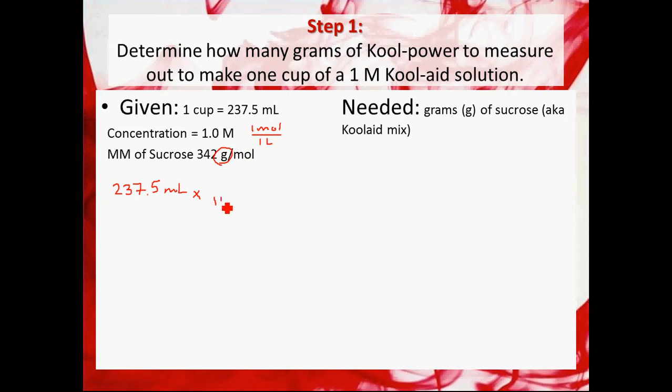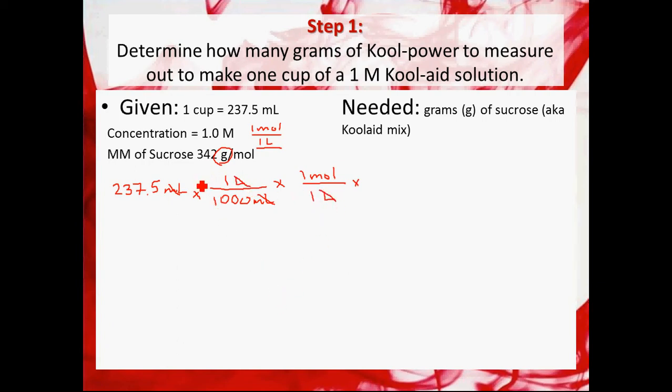So what I'm going to do is say 1,000 milliliters equal to 1 liter. So there's my conversion factor. So now my milliliters cancel out. I have liters now. So I can look at my molarity and I see 1 mole is equal to 1 liter of this solution. So I'm going to put 1 mole over 1 liter of solution. So now my liters will cancel out and I'm left with moles.